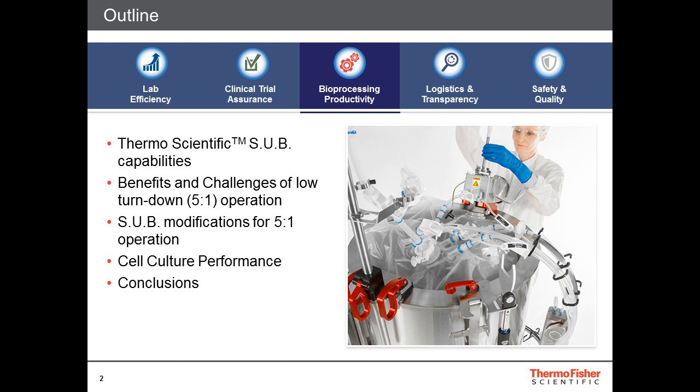So we will look at some of the design aspects and some of the challenges, especially when the turn-down ratio is 5-to-1. That means when you operate the bioreactors at 20% volume, let's look at some of the challenges from the process point of view as well as the bioreactor design aspects. We will look at some examples of cell culture performance at low volume as well as high volume, and look at some conclusions.